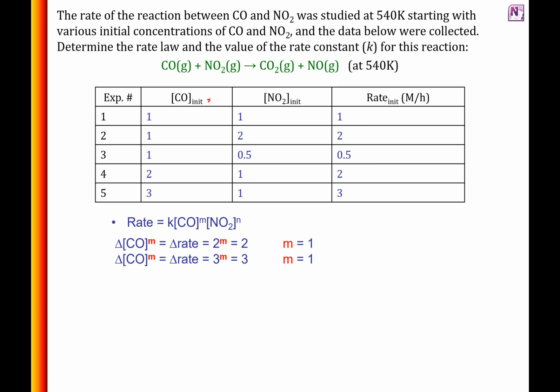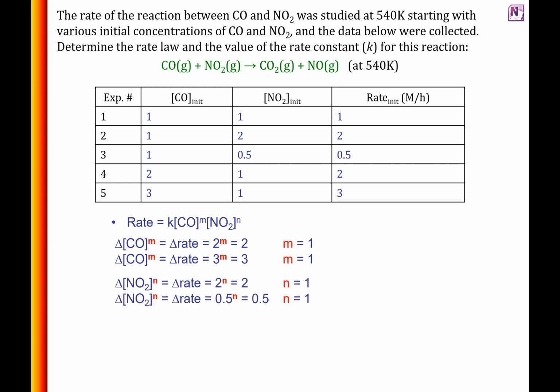Same thing for the last one. The only other 2 reactions we can compare now are 1 and 5. From 1 to 5, we tripled the concentration of CO. What happened to the rate? It also tripled. So we say 3 raised to the m is equal to 3. So m is equal to 1. Now we know the value of m is 1.